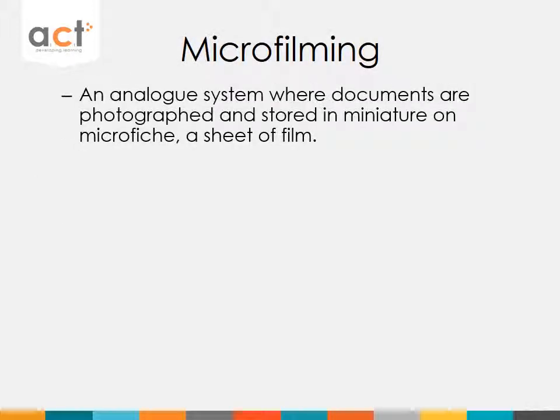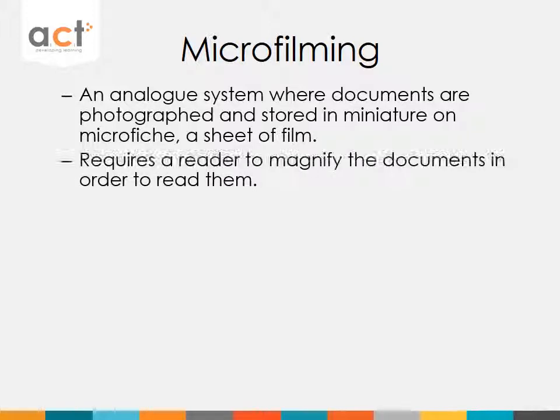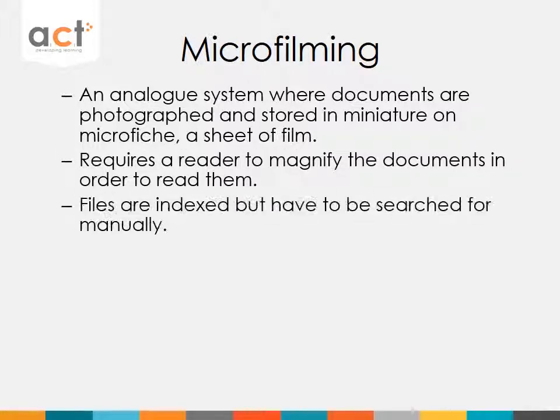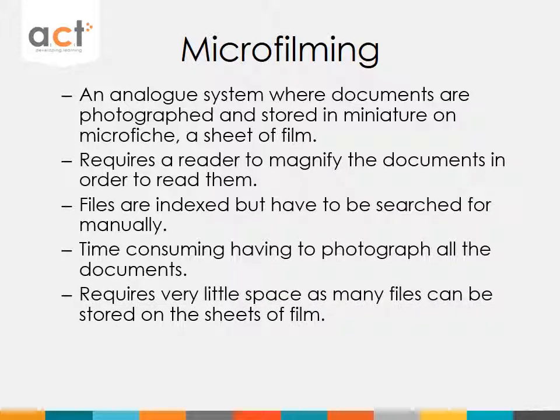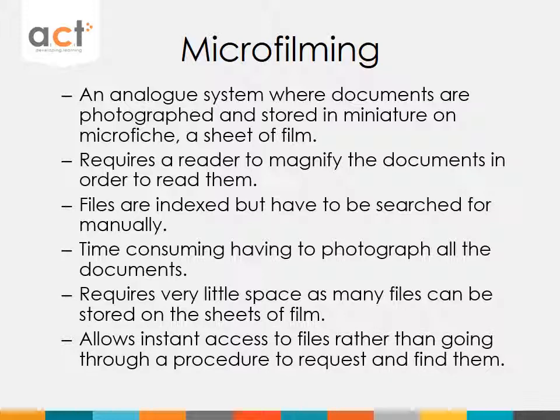Microfilming is an analog system where documents are photographed and stored in miniature on microfiche, a sheet of film. It requires a reader to magnify the documents in order to read them. Files are indexed but have to be searched for manually. This can be time-consuming, having to photograph all the documents. However, it requires very little space, as many files can be stored on the sheets of film. This also allows instant access to files, rather than going through a procedure to request and find them.